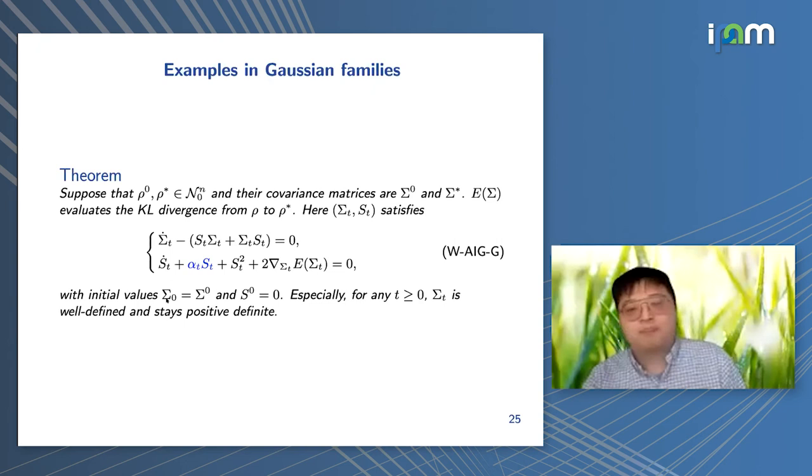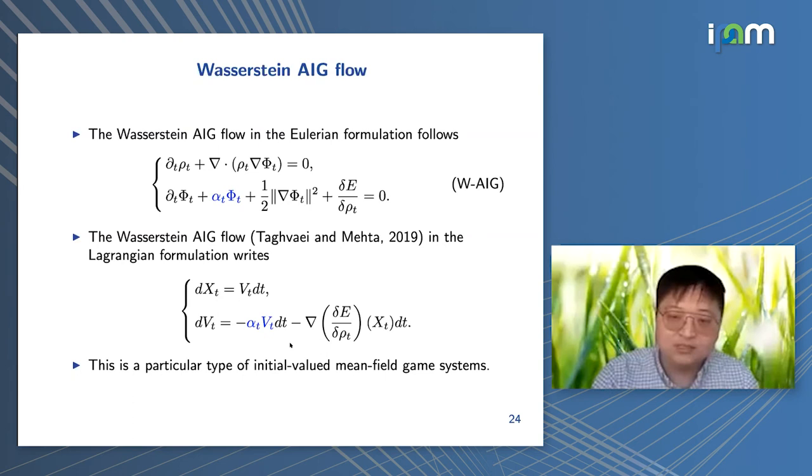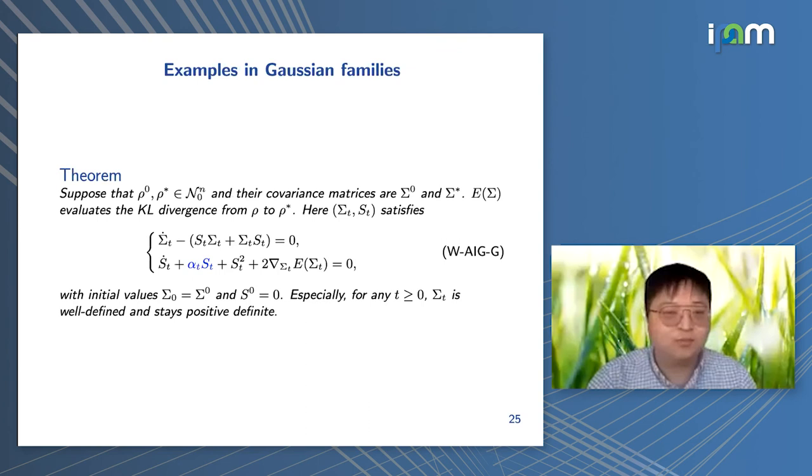Later on, I will show you a numerical example. Essentially, it means if I consider this kind of dynamics, starting from a Gaussian, I will end at a Gaussian all the time. If I'm considering the Gaussian family, my target is Gaussian, everything is Gaussian, the AIG flow will stay Gaussian, no matter what. So these are some nice properties inside this dynamics.